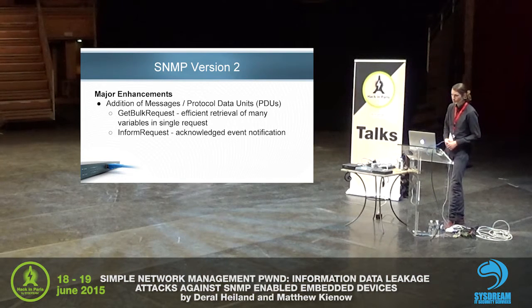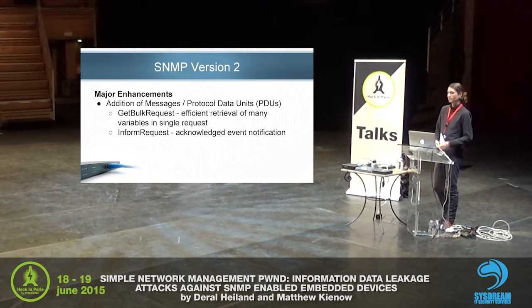Quickly moving into version 2 enhancements, there were 2 new messages added. The get bulk request message is often used to replace the get next request. This allows efficient retrieval of many variables with a single request. Inform request might be comparable to the trap, except in this situation the agent receives acknowledgement that the message was received. This is also used for manager-to-manager communication.